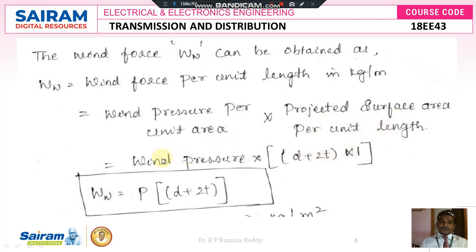When we multiply that by the wind pressure, which is represented mathematically as P, we get P into (d plus 2t). Therefore the wind force per unit length, in kg per meter, is equal to wind pressure P into (d plus 2t), where d is the diameter of the conductor and 2t is the thickness of ice coated due to variation in the climatic conditions. Therefore the overall wind force per unit length, W suffix W, is equal to wind pressure P into (d plus 2t).